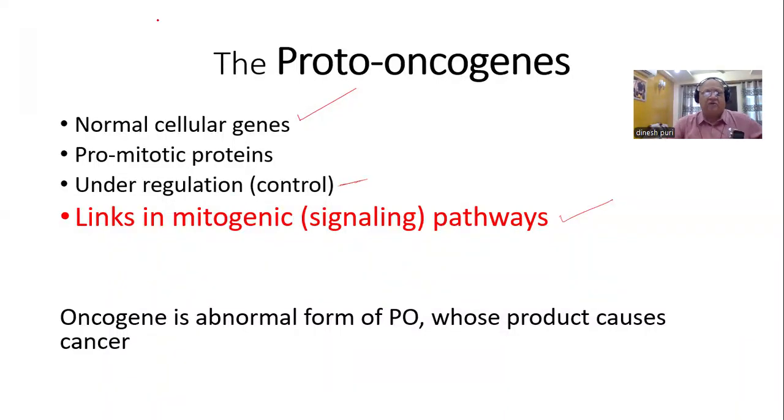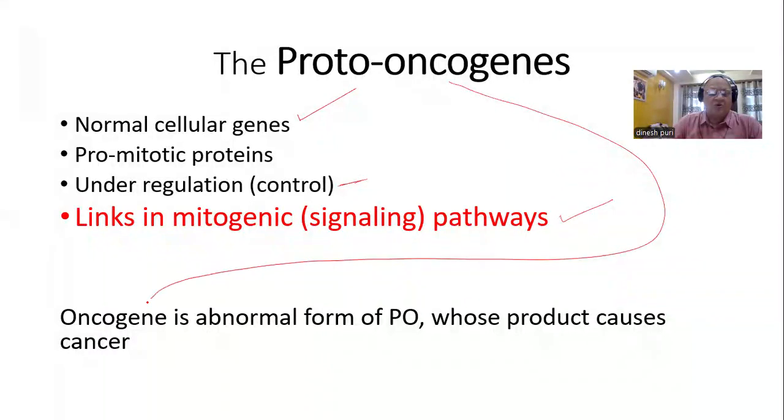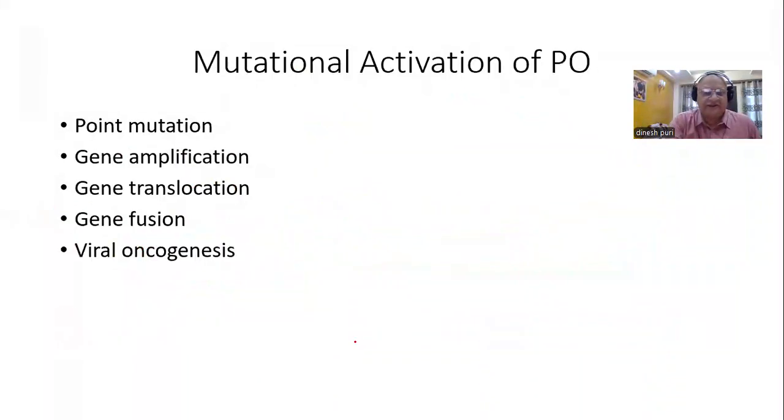And we saw that they code for pro-mitotic proteins. Pro-mitotic proteins, a number of phosphorylation events, etc. We are not going to go much into that now. For the time being, proto-oncogene activation to oncogene, that is the cause of cancer. So oncogene is an abnormal form of proto-oncogene, the protein product of which causes cancer.